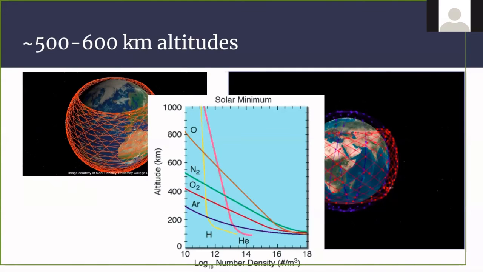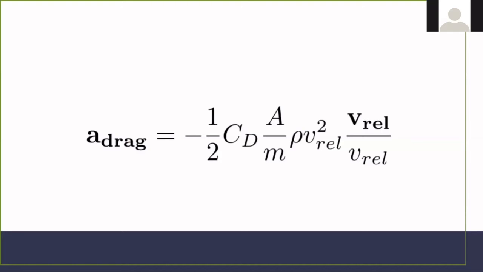From an atmospheric dynamics perspective, this is also an important region in the sense that we start to see major composition changes where helium increases and oxygen decreases. And helium becomes particularly important and abundant at these altitudes during solar minimum when you've got the winter helium bulge. So let's talk a little bit more about how we model atmospheric drag. This is the atmospheric drag force.